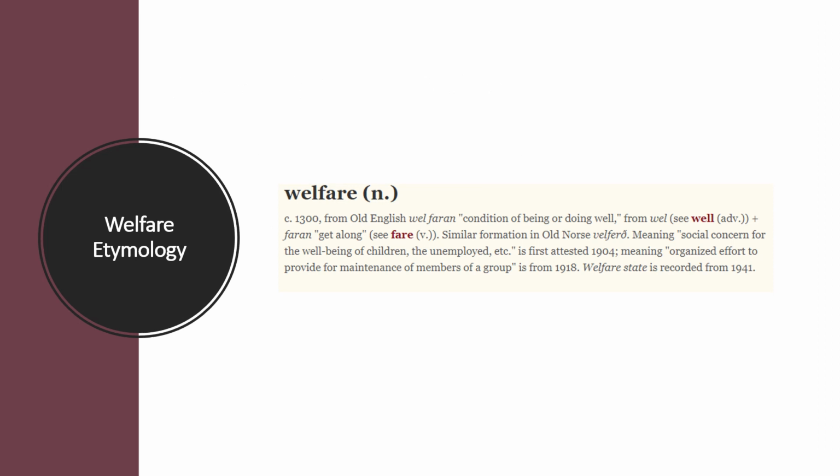So let's look at the etymology of welfare. Where does this word come from and what does it mean? We hear often people are on welfare. Well, welfare isn't just one thing. Welfare refers to a variety of different governmental programs where one gets assistance from the government.